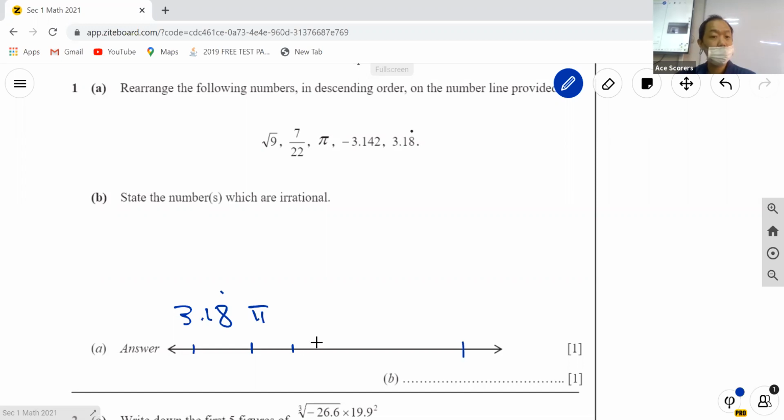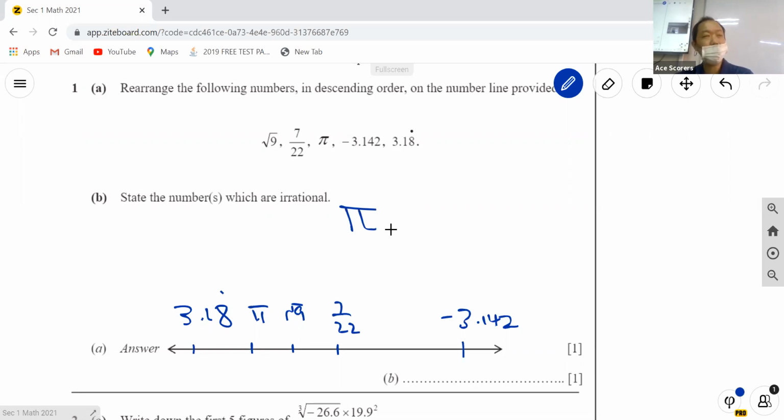What's the next one? Square root 9. Square root 9 is 3. Followed by 22 over 7. Very good. And finally, negative 3.142. Alright, so this is the correct sequence. That's good. Now, which one is irrational? Pi. Very good. Why is pi irrational?